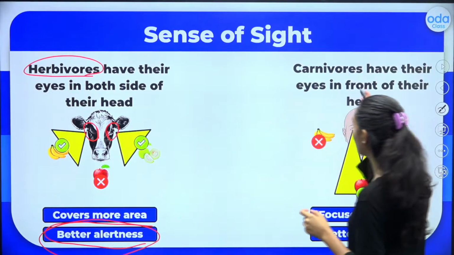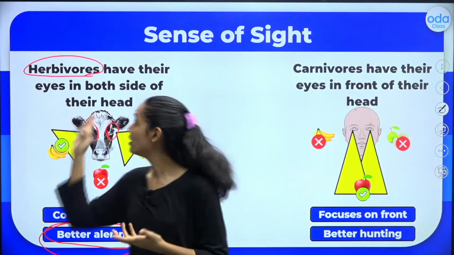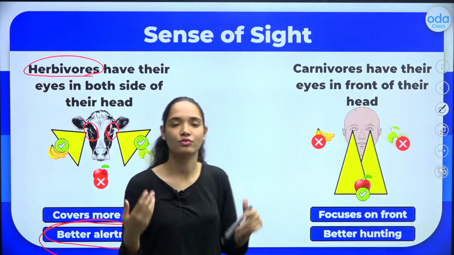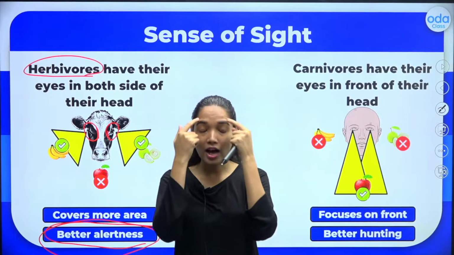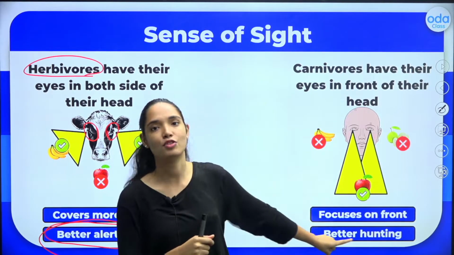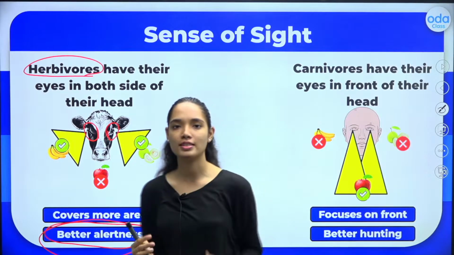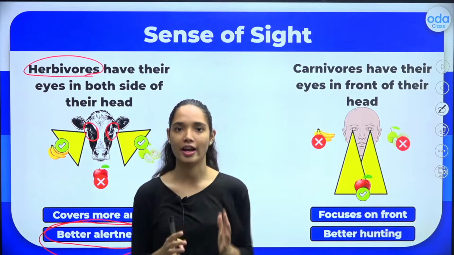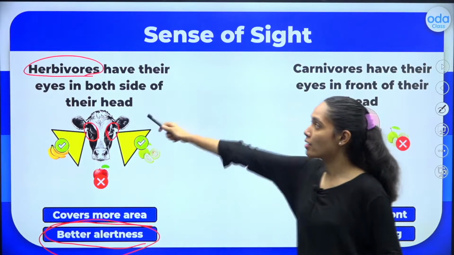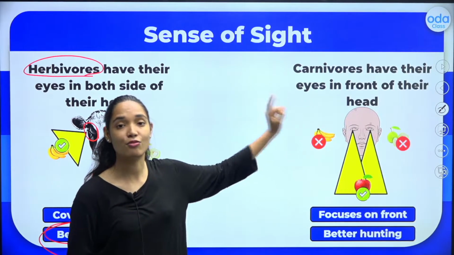Okay. Talking about the carnivores. Who are carnivores? Who are basically dependent on animals for their food, that is on herbivores. Carnivores have eyes in front of their head. For example, us. See, we have the eyes on the front of our head. Why, students? It focuses on the front, better for hunting. So carnivores are known for hunting, right? So this is for the better focus, that is why we have eyes on the front of our head. Okay, remember this, very very important, a bonus concept: herbivores have eyes on both sides of their head, whereas carnivores have eyes in the front of their head.